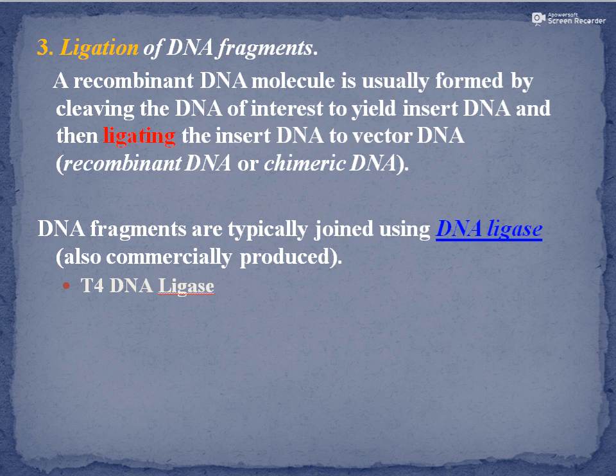That is usually done with the help of certain enzymes called DNA ligases. These are commercially produced as T4 DNA ligases. You can purchase it from a supplier, and you can use this ligase enzyme to ligate the DNA of interest along with the vector DNA, so that a recombinant DNA or a chimeric DNA is formed.